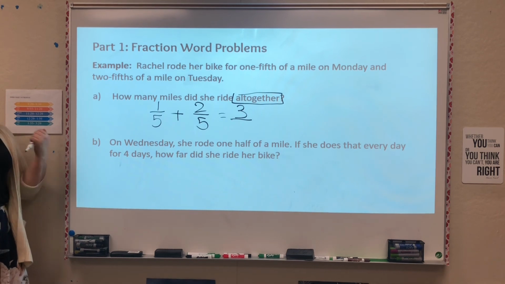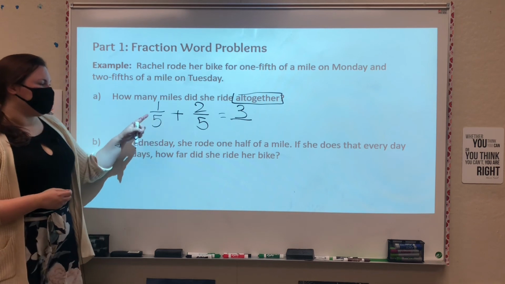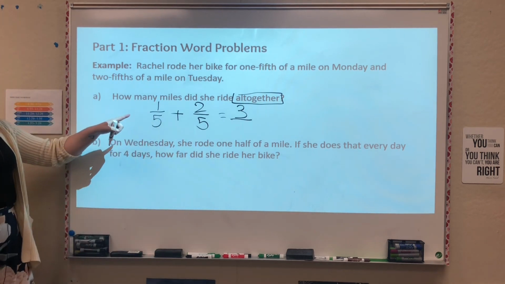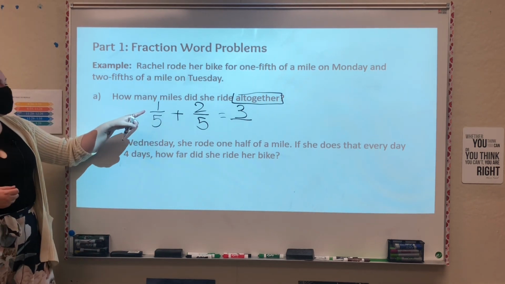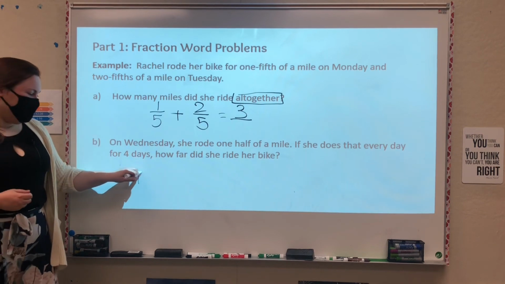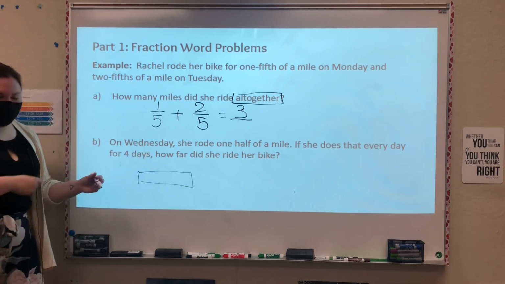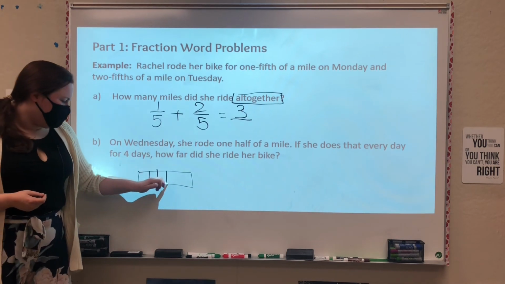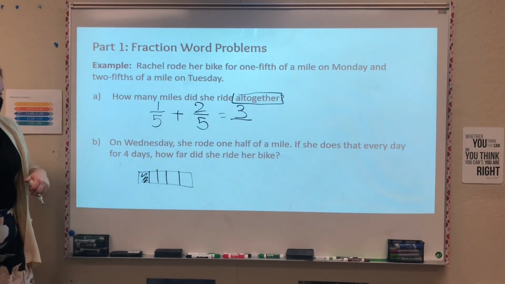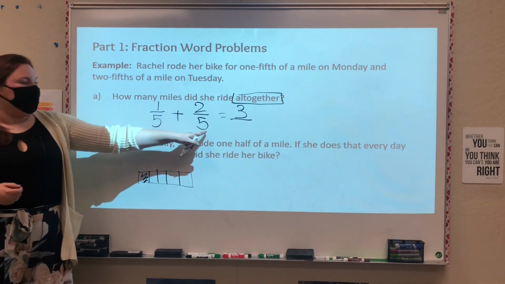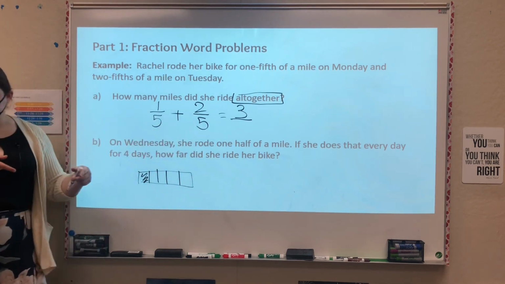Well, you know what I'm going to say? Same as that last problem. Let's go back to some pictures and just real quickly think about this with pictures. Instead of circles, circles are hard for me to draw, so I'm going to draw a rectangle instead. We've got 1/5. So if this represents the road, a mile-long road, she's gone 1/5 of the mile. And then the next day she's gone 2/5.